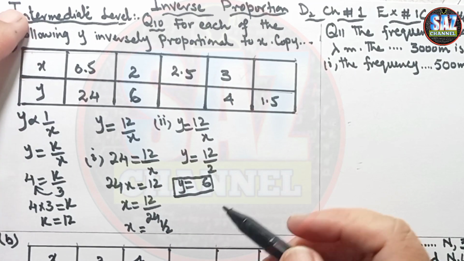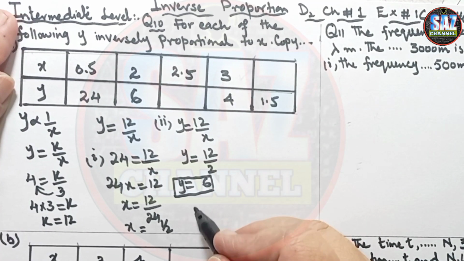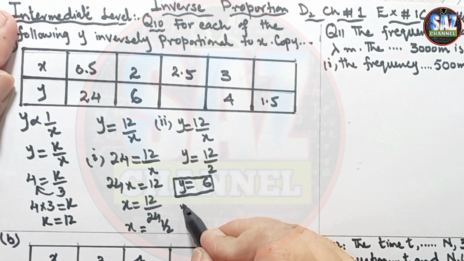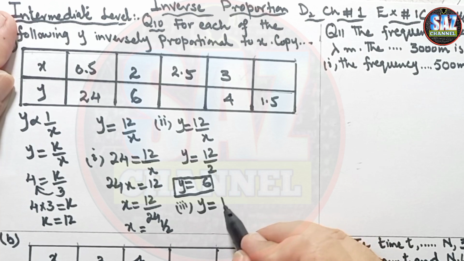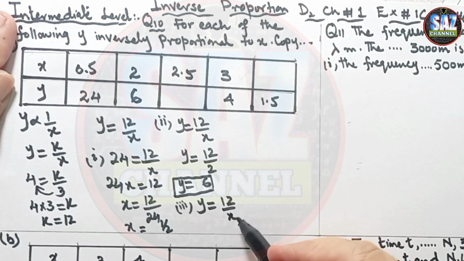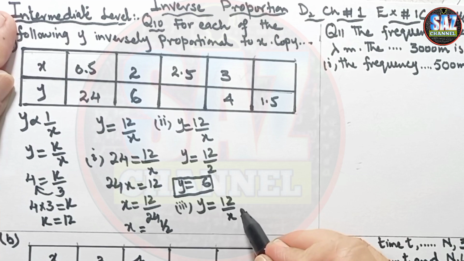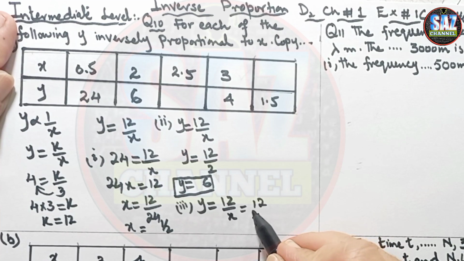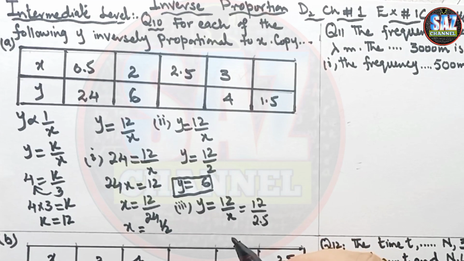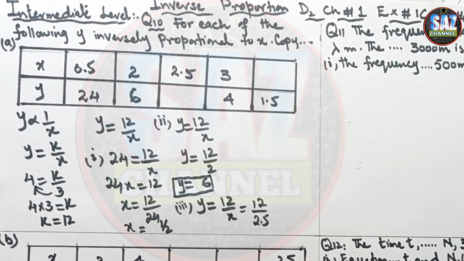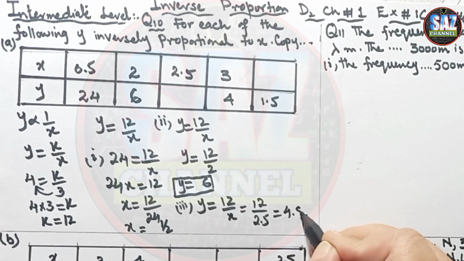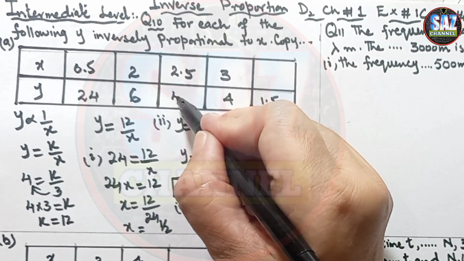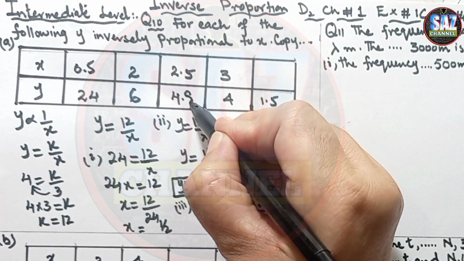And the third value of x in the table is 2.5. So again we are going to use the same relationship, that y equals 12 by x. Instead of x, I have to replace 2.5. 12 divided by 2.5 will be 4.8. Very easy question. Replace the value in front of x, 2.5.